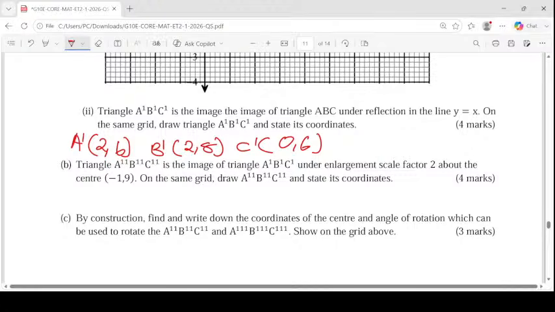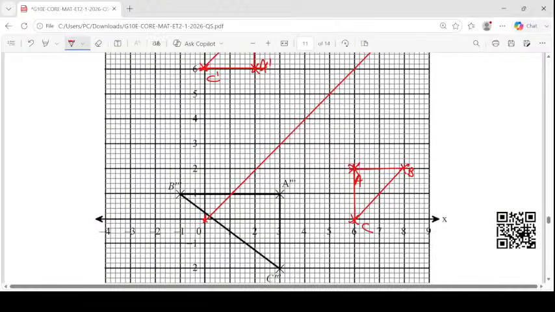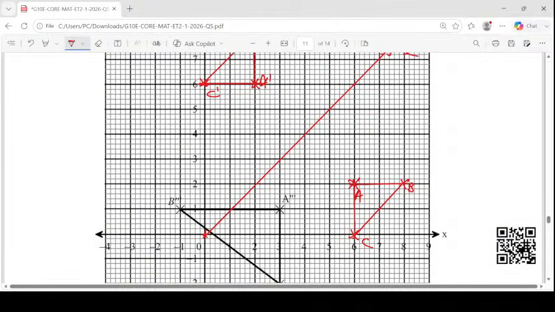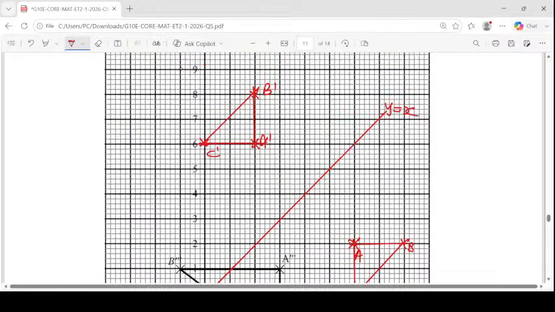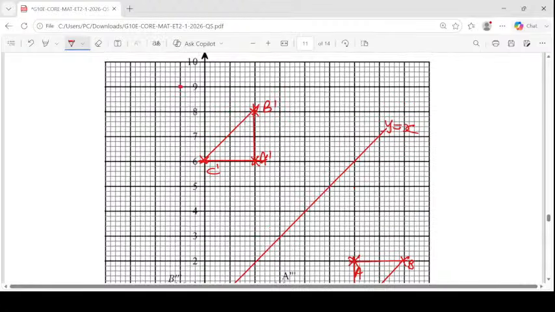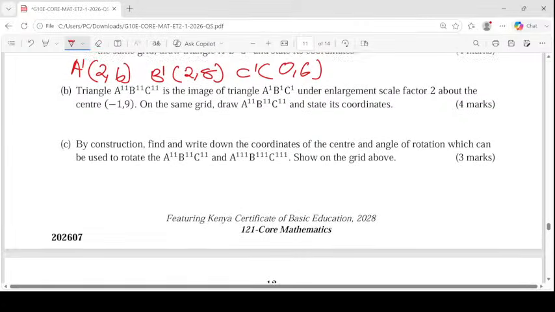Roman 2, part B, sorry. Triangle A double prime, B double prime, C double prime is the image of triangle A prime, B prime, C prime under enlargement scale factor 2 about the center (-1, 9). -1, 9 is here as the center. So the double primed image is the image of this single primed triangle under scale factor 2.